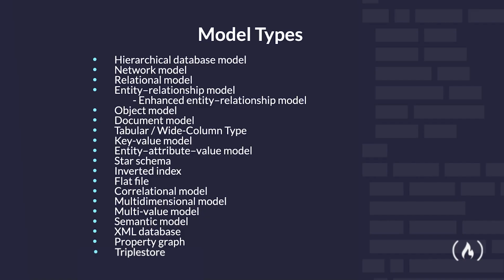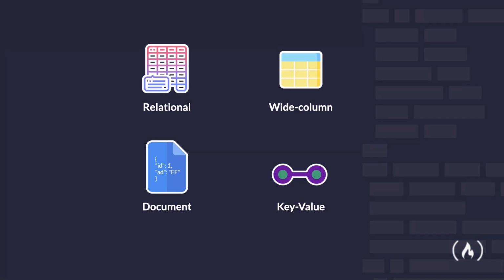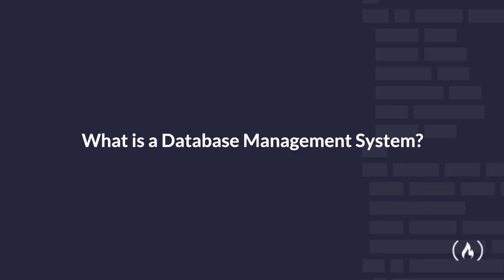Here are just some examples of database models. As you can see, there's a lot. We will go into the most popular ones like the relational model, document model, wide column and key value model, and how they define the modern database landscape. First off though, let's talk about how developers interact with these databases.